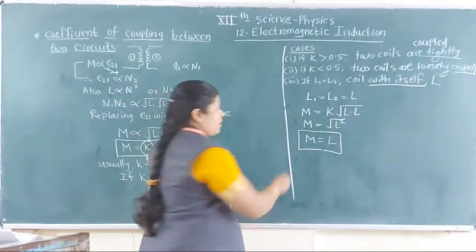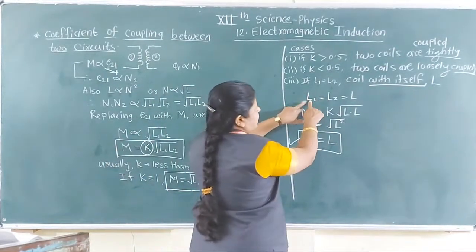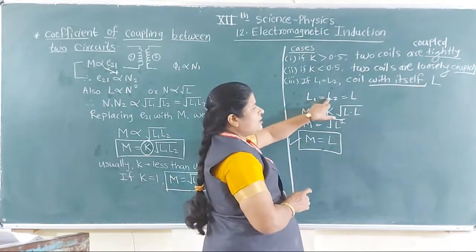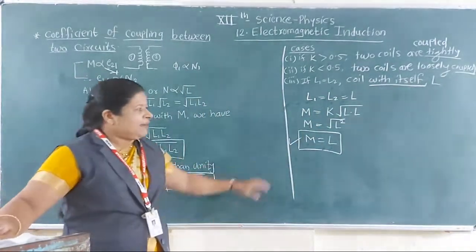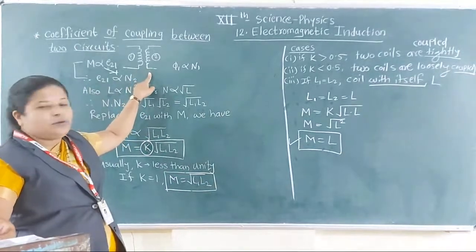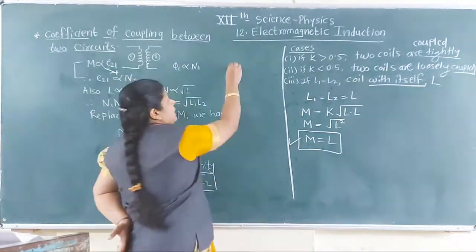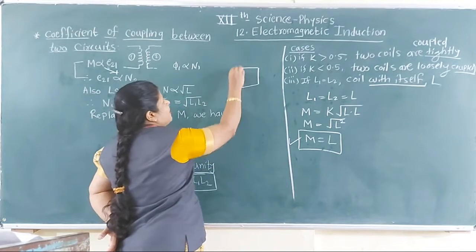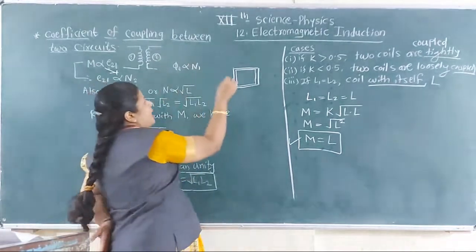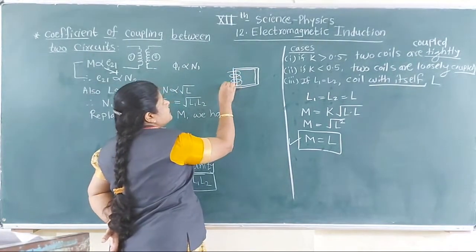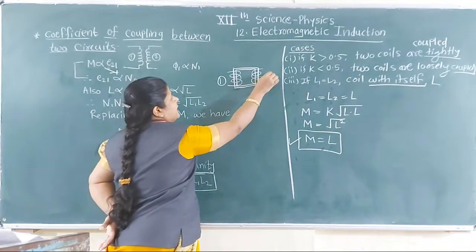That means this M is equal to the self-inductance of each coil. So when L1 is equal to L2 is equal to L, that means the self-inductance of coil 1 is equal to the self-inductance of coil 2, then we get M is equal to L. If these two coils, coil 1 and coil 2, are wound on a common iron core, for example, this is the iron core and these two coils are wound on this iron core. This is coil number 1 and here is coil number 2.